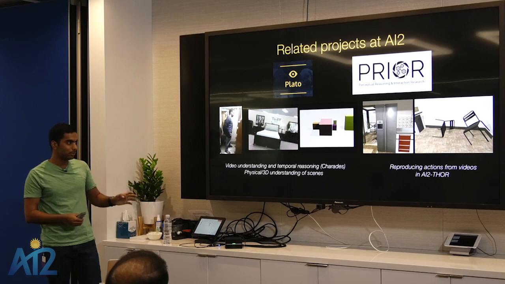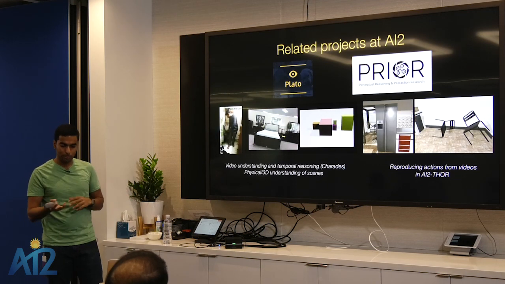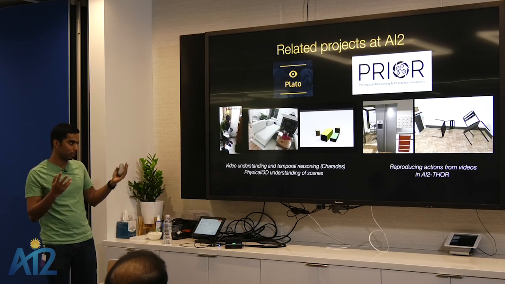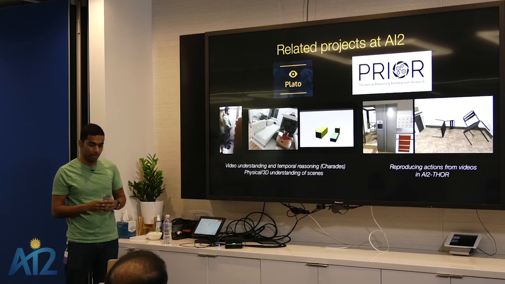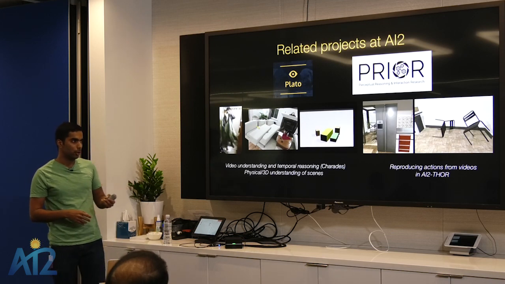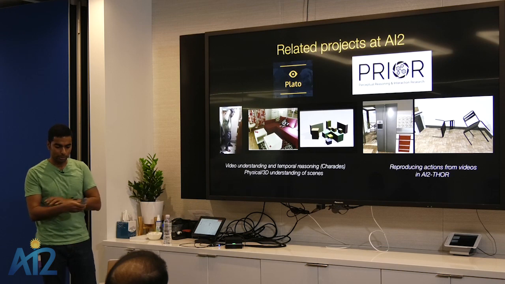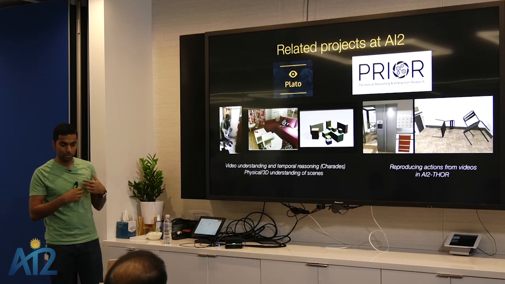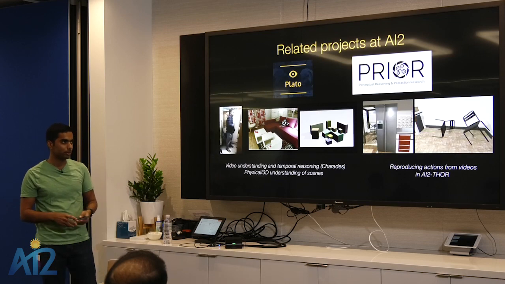And I think a lot of these directions have related projects I've been looking at at AI2, which are quite related to things I've been working on. So things like Charades for video understanding and temporal reasoning, 3D and physical understanding of scenes, and also like THOR, which is, I think, a very useful environment for being able to actually learn from videos and affect those changes in the environment, for instance.